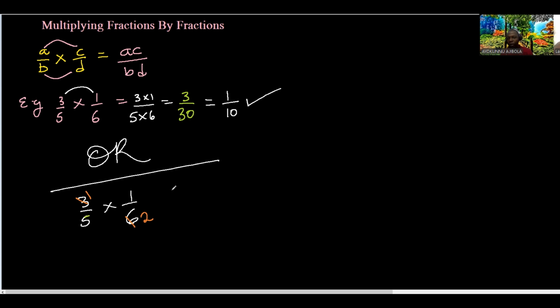Yes. So what numbers remain at the top? Only 1 and 1, right? And what is 1 times 1? That's 1. What numbers remain at the bottom? Only 5 and 2, right? And what is 5 times 2? That's 10. Can you see our answers are the same? Yes. Good. Let's look at another example before I allow you to write this down.